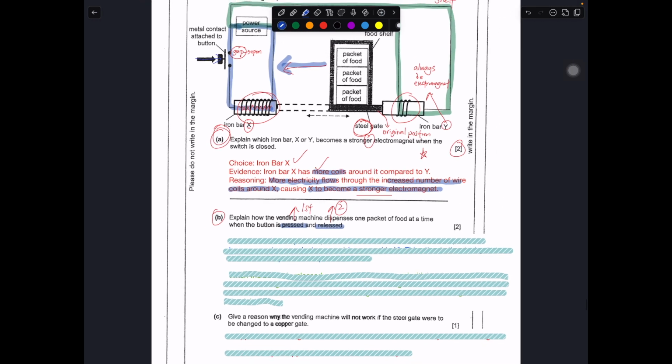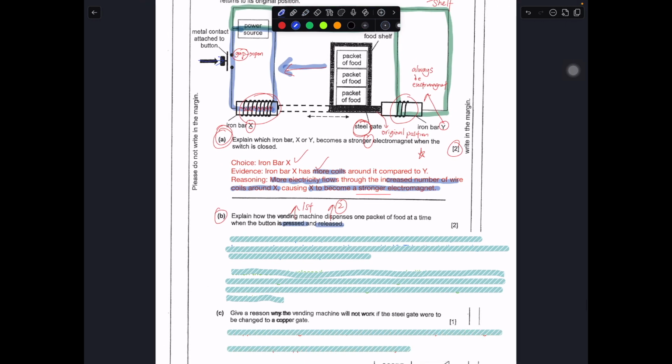So this is how you can answer the first part. Button pressed forms a closed circuit with iron bar X, which becomes a stronger electromagnet compared to Y. Because there's a stronger electromagnet, the steel gate will be attracted to the left, because there's a greater magnetic force of attraction acting on the steel gate towards the left, and it dispenses 1 packet of food.